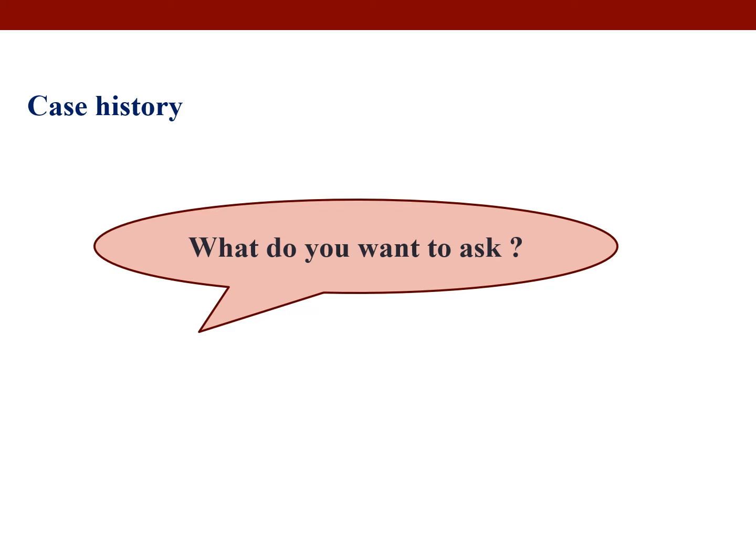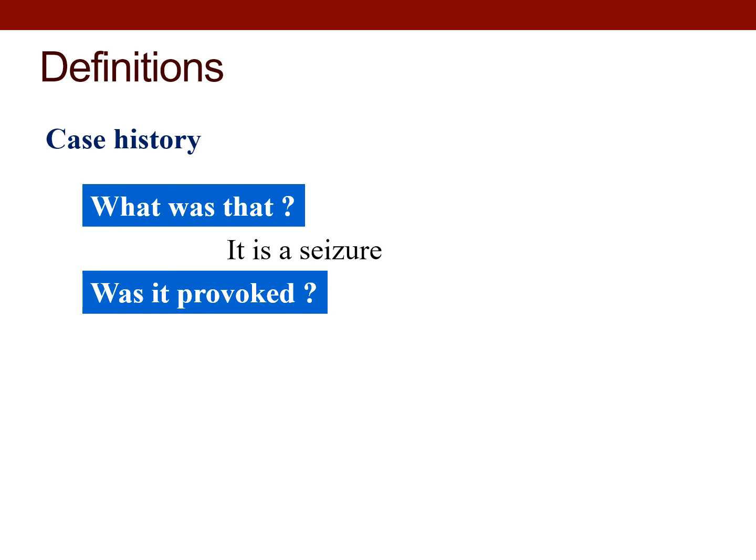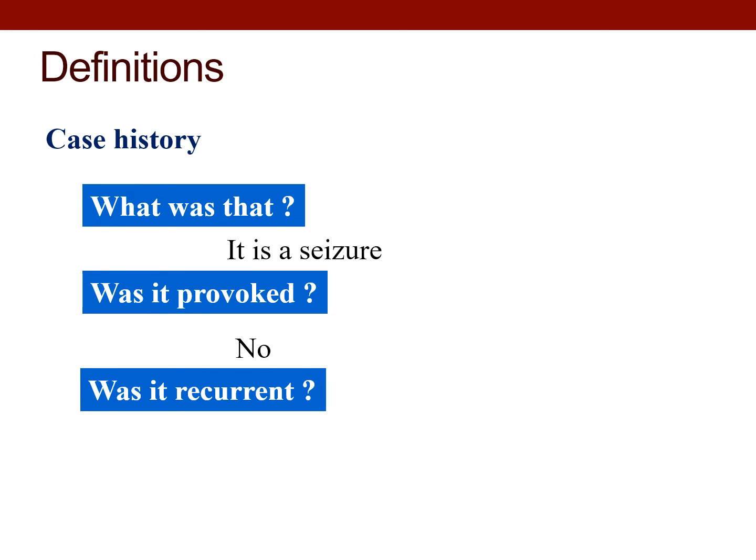I personally, the first thing I would like to ask is, since she's diabetic, whether she's having hypoglycemia. Well, no, she's not having hypoglycemia. So what is it? A seizure, because it ceased her activity. Is it provoked? It was not provoked because there was no hypoglycemia. They tried some different tests and she didn't show any reason for that. Was it recurrent? Yes, it was recurrent.